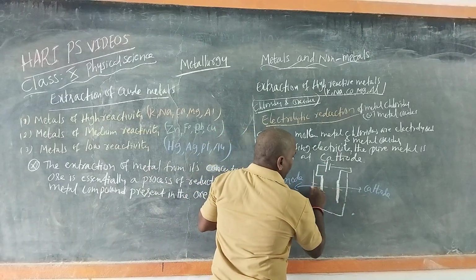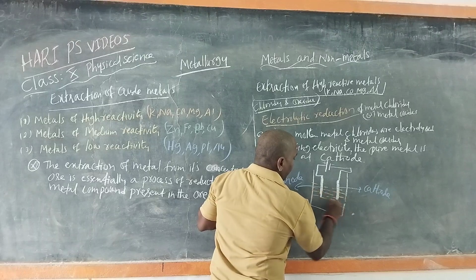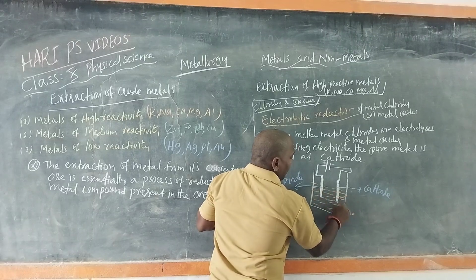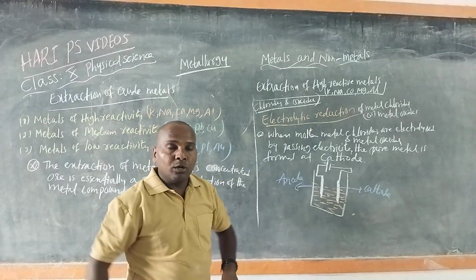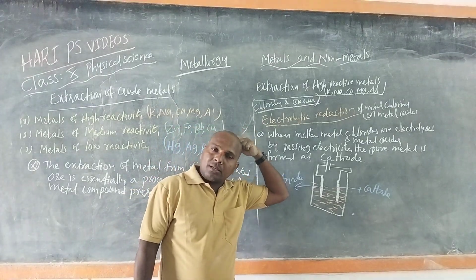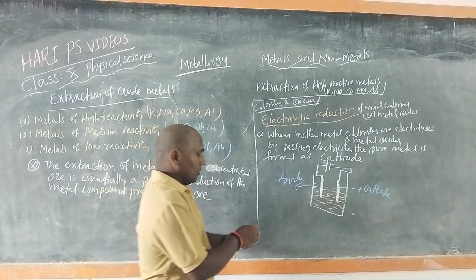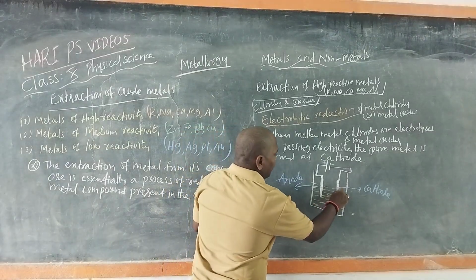If you take magnesium metal chlorides or metal oxides, molten metal chlorides or metal oxides, metals are formed at the cathode.